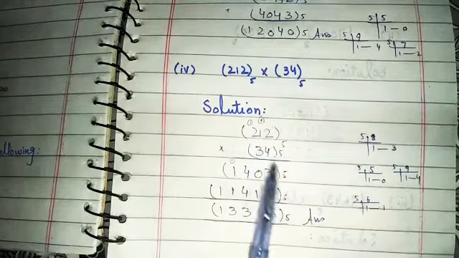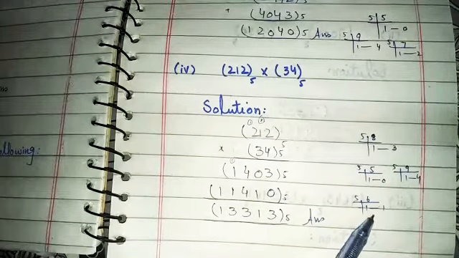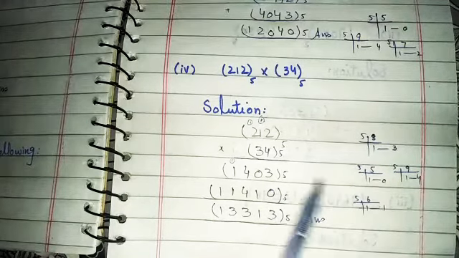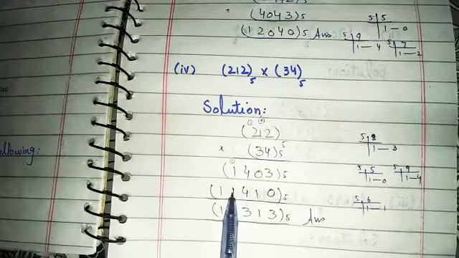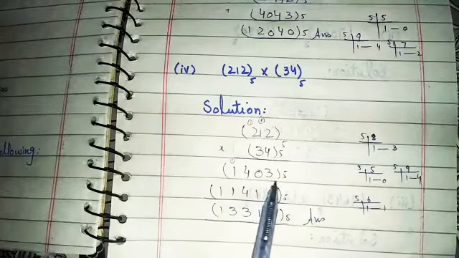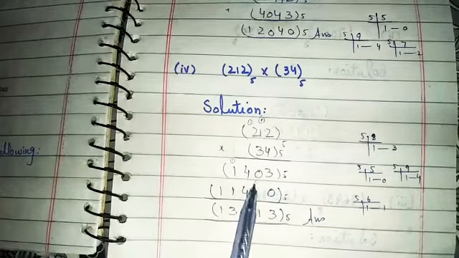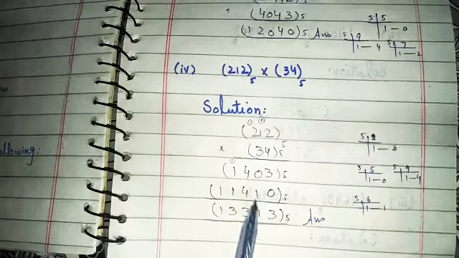Then 3 twos are 6. We cannot write 6, so we will divide it. 5 ones are 5 and 1 is a remainder. So we will write first remainder here 1 and then here is our quotient. Now we will add. 3 will write as it is. 0 plus 1 we got 1.